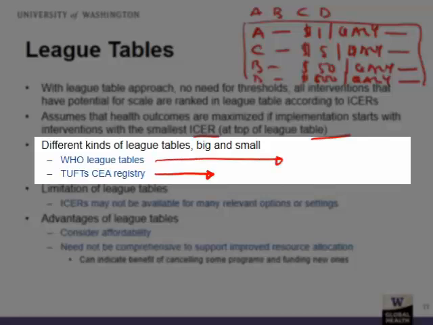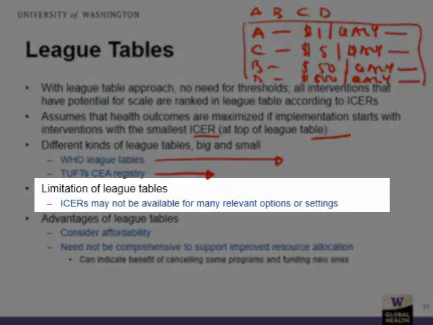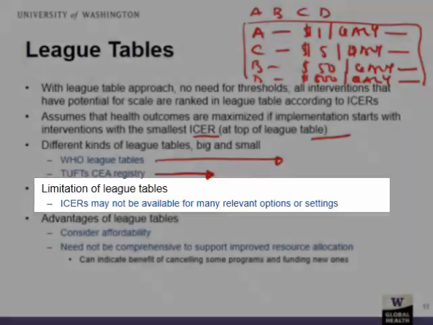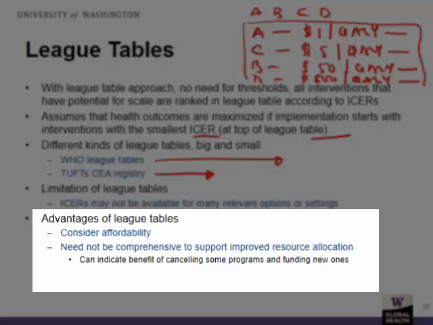One of the papers assigned this week, you'll find some examples of that. The limitation is that ISAs may not be available for many relevant options in certain settings, so you don't have a complete league table and you don't have complete information. The advantage is that they explicitly consider the budget, so they consider affordability, and they need not be comprehensive to support improved resource allocation. They can indicate the benefit of cancelling some programs and funding new ones.